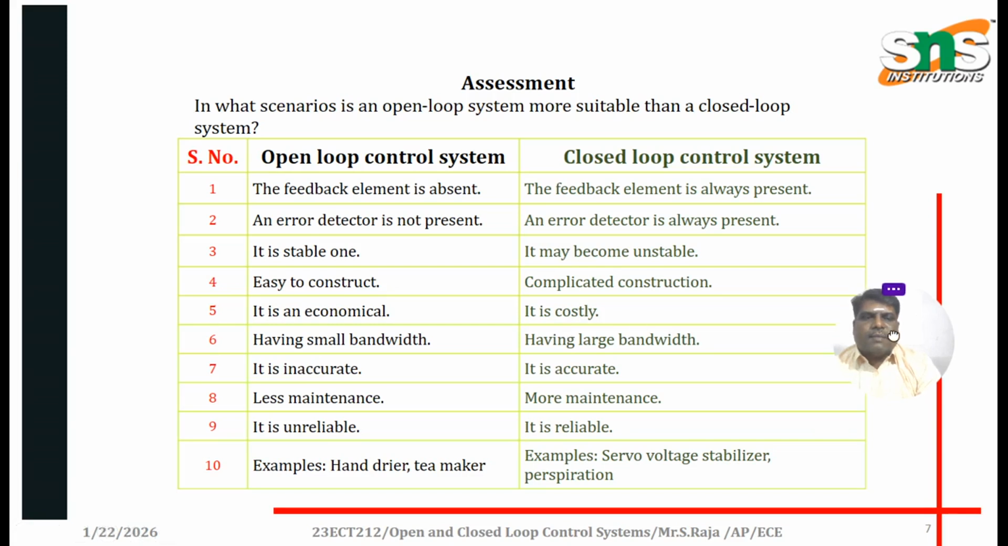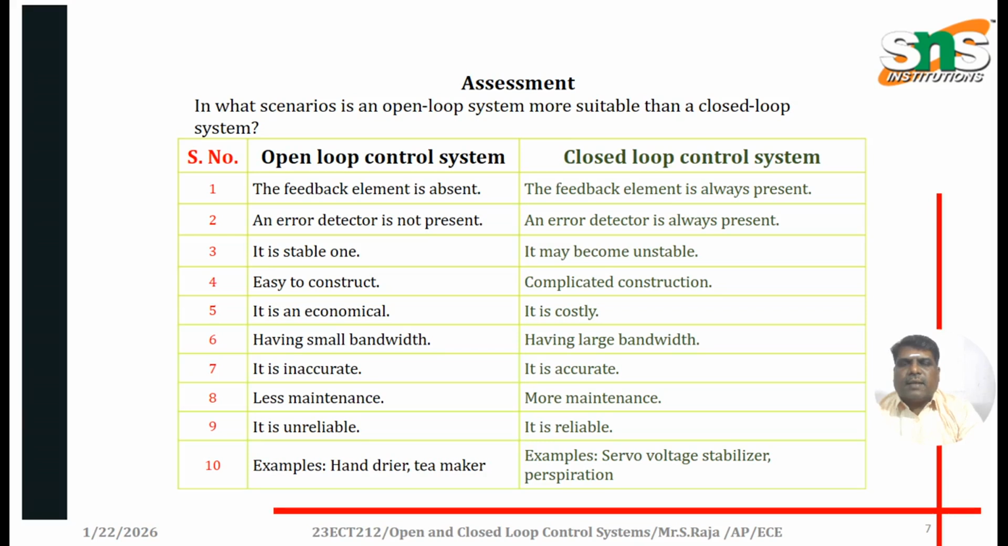This is the comparison of open loop and closed loop control system. In an open loop control system, the feedback element is not present. For a closed loop control system, the feedback is always present. An error detector is not present in open loop, whereas an error detector is present in closed loop. Open loop is stable, closed loop is less stable. Open loop is easy to construct, closed loop is complicated to construct.